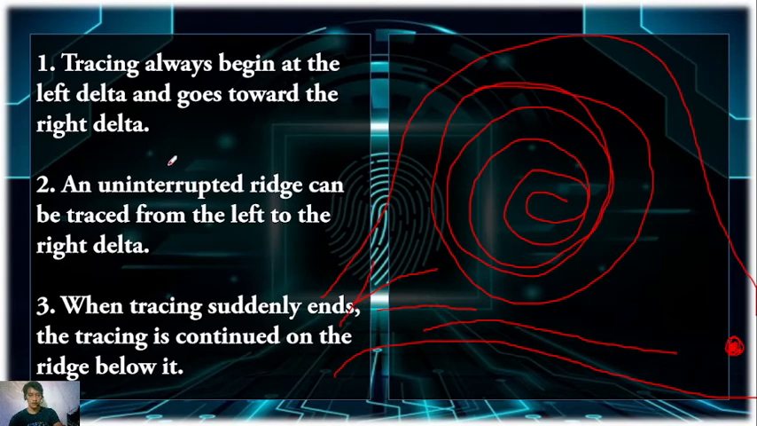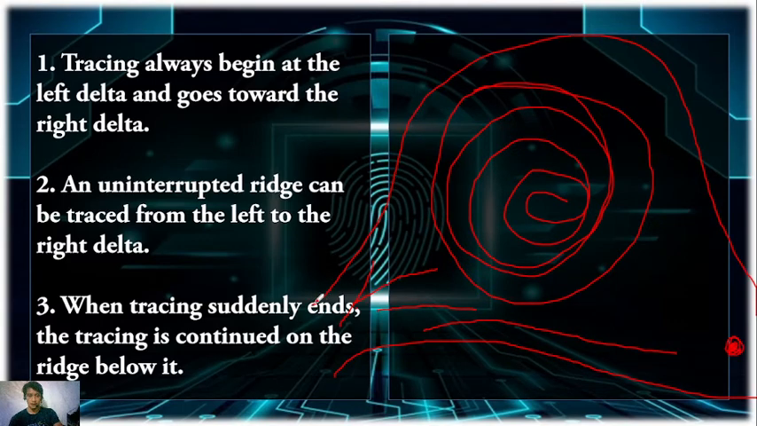Okay, that's why it's very important how we are going to locate the core and the delta. Also, as to the rule, paano ba natin mahahanap yung delta? So we are going to look at, or we can find, the divergence. Okay, diverging ridges or the type lines.